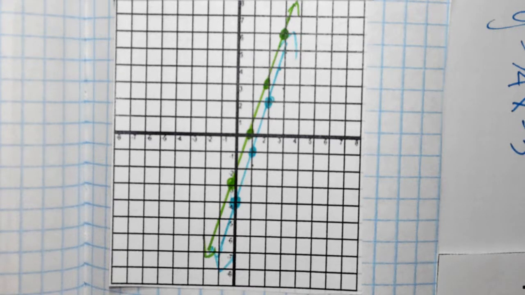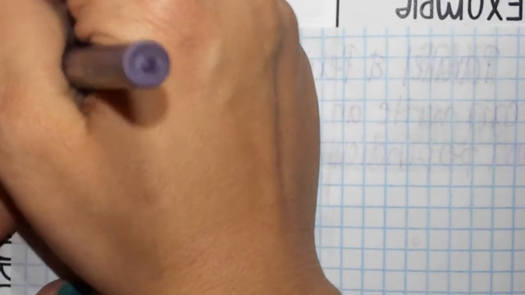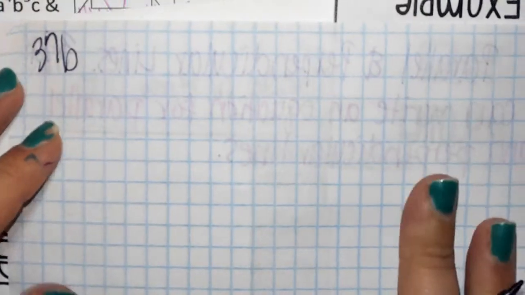Alright, we ready to practice another one? Turn your paper over. Call it 37B. Let's do our math. 37.